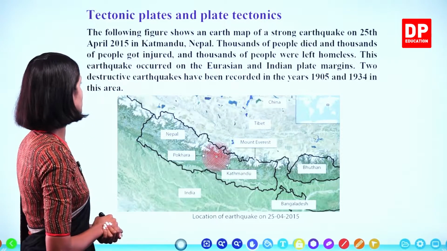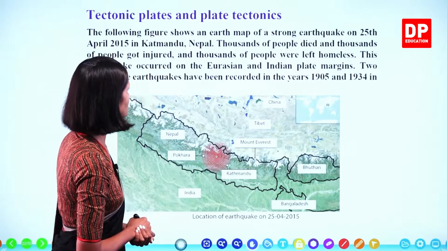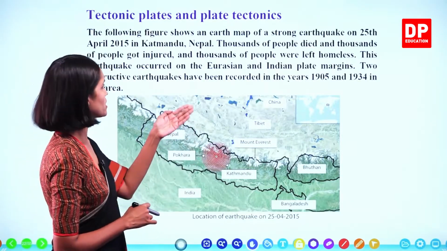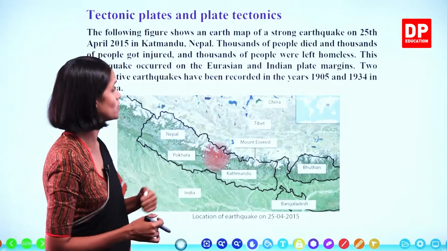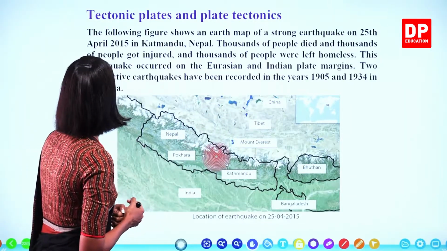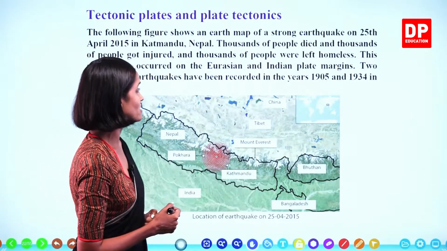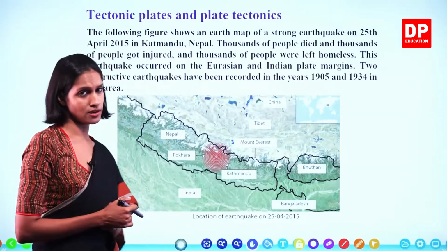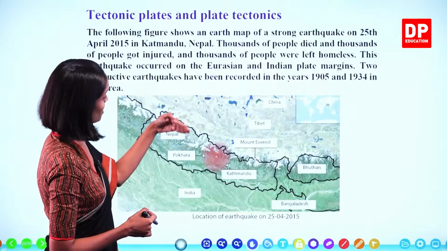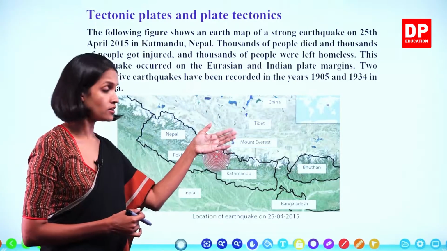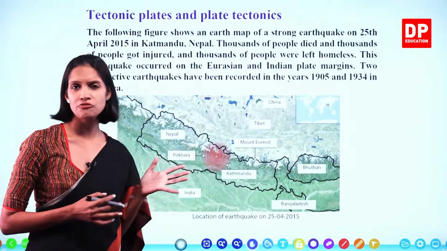This earthquake occurred on the Eurasian and Indian plate margins, right? What is the meaning of this Eurasian and Indian plate? What are these plates, children? We are going to learn it now, right? So 2 destructive earthquakes have been recorded in the years 1905 and 1934 in this area, which means the same area. Destructive earthquakes have happened even before, right, in the same area. Now, what is the reason for this, children?